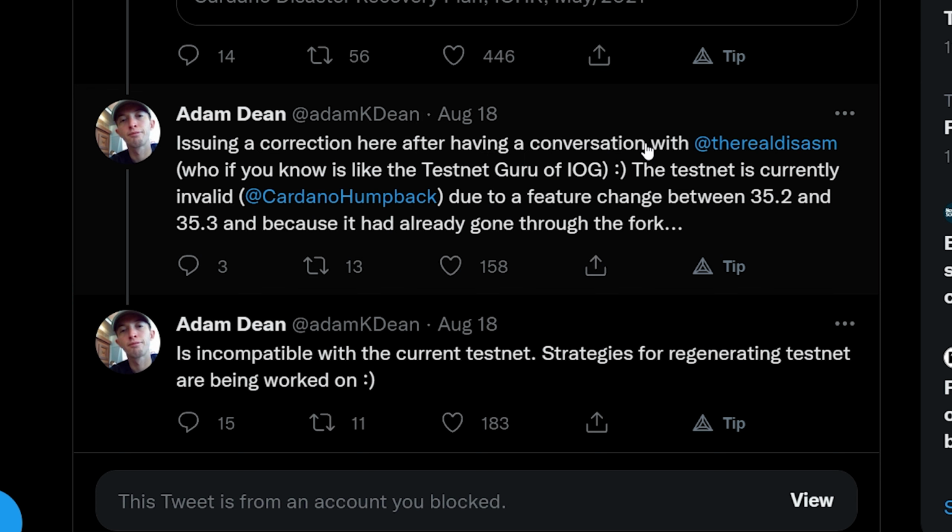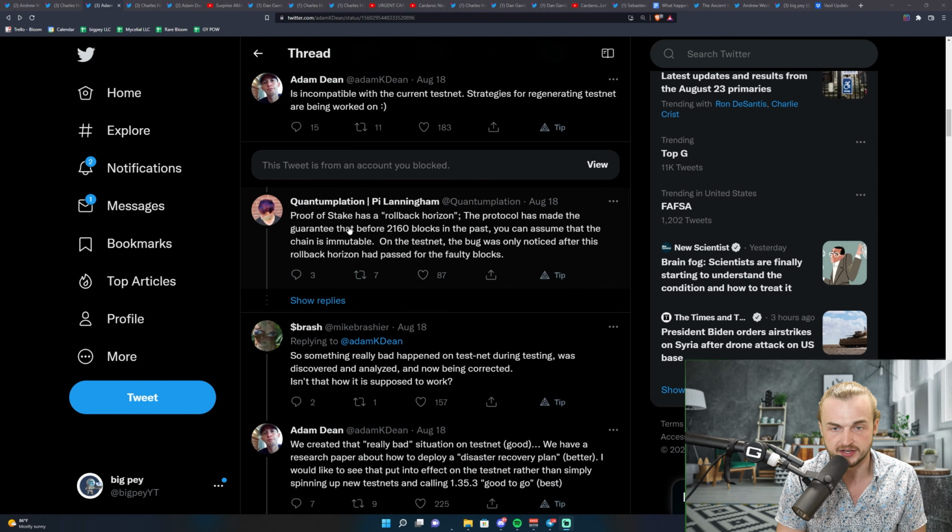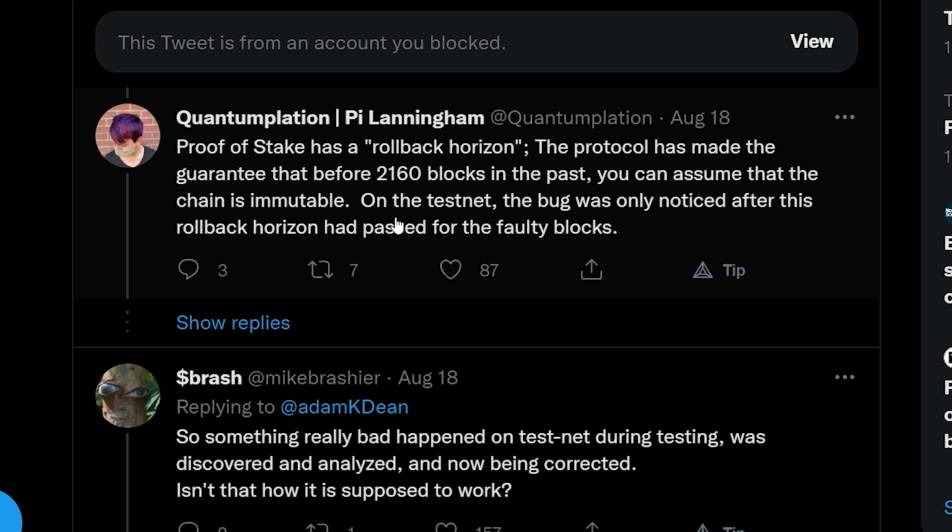Issuing a correction here after having a conversation with Samuel Leathers, he works with IOG, who, if you know, is like the testnet guru of IOG. I can confirm that the testnet is currently invalid due to a feature change between 1.35.2 and 1.35.3, because it has already gone through the fork. It's incompatible with the current testnet. Pi from SundaySwap also comes in and says, proof of stake has a rollback horizon that has already been passed, so there is no possibility here of a rollback.